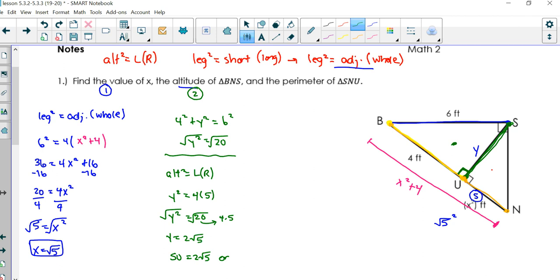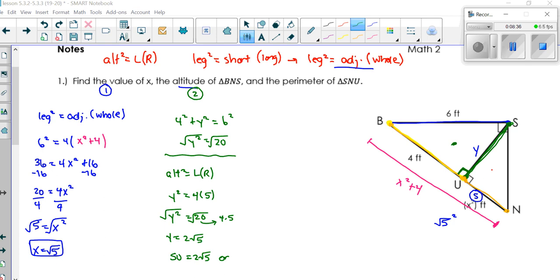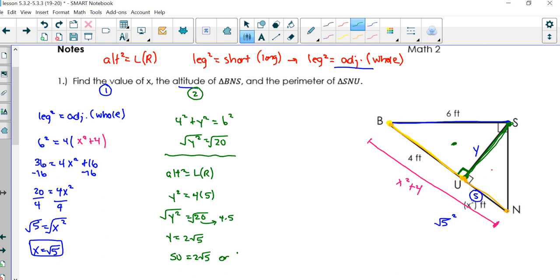is, let's see, 4.47. And this is measured in feet. Make sure you always have units with segments.